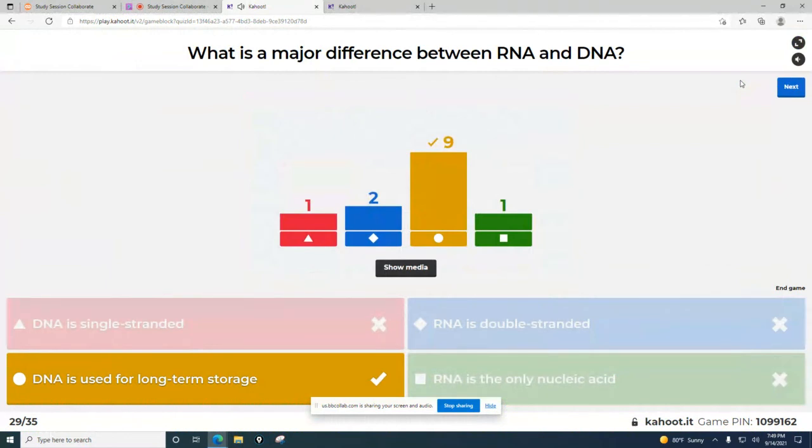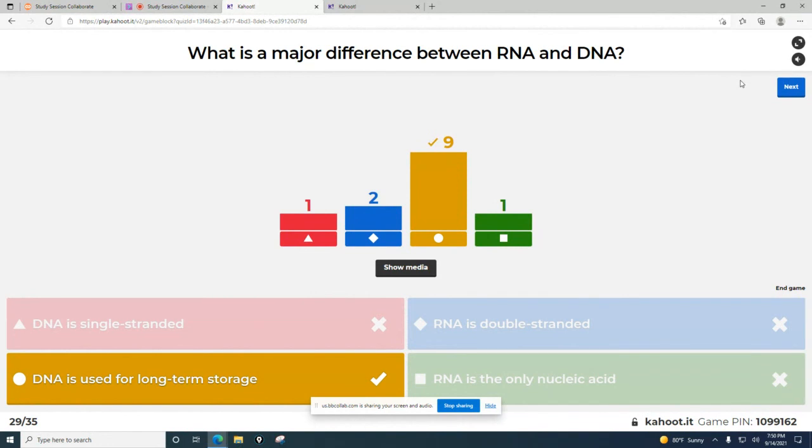Okay. So, good, most people got it. DNA is single-stranded. Why is that not true? Double-stranded, right? RNA is double-stranded. That's single-stranded, right? So I mixed those up purposefully.